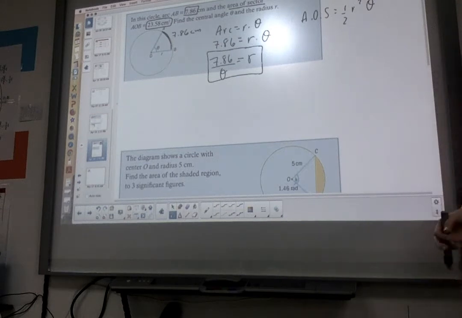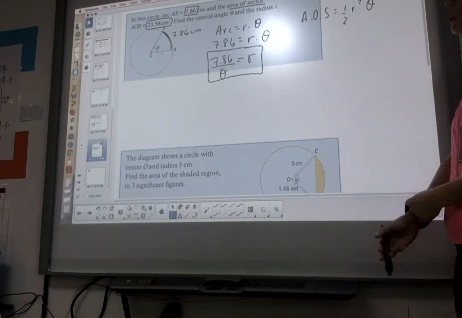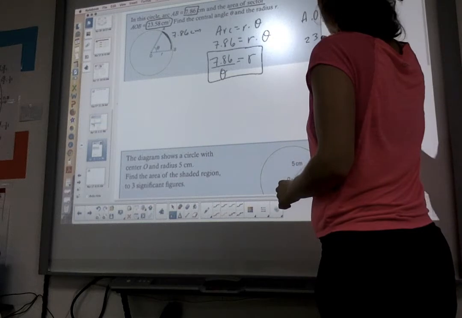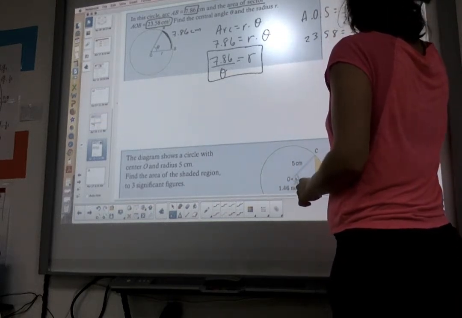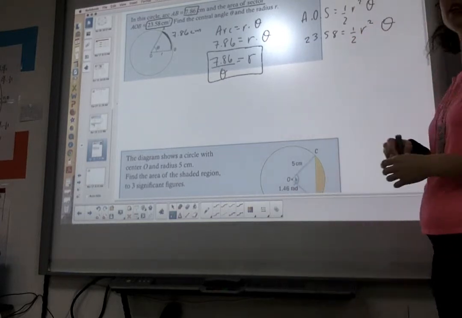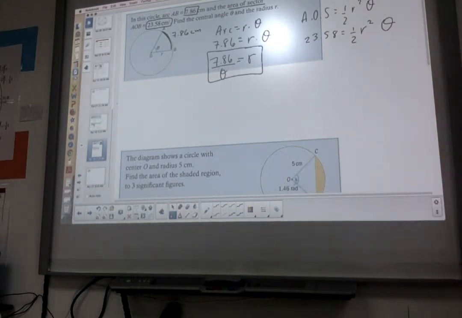Now we go to the second equation, the area of the sector. They're telling us the area of the sector is 23.58, and we don't know R, and we don't know theta. I guess we should have solved for theta.